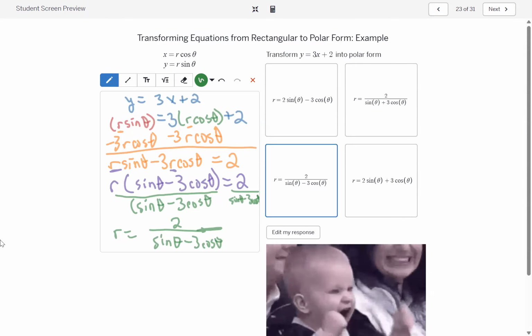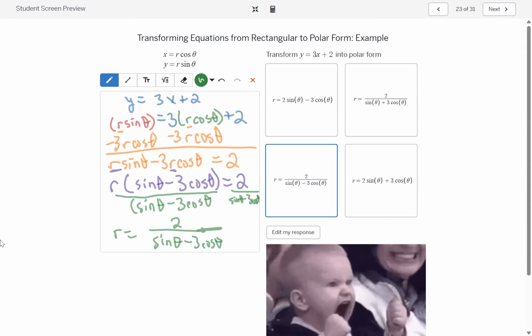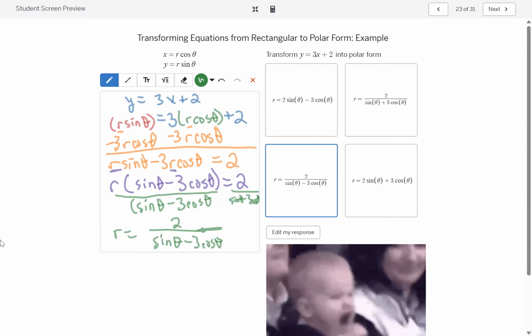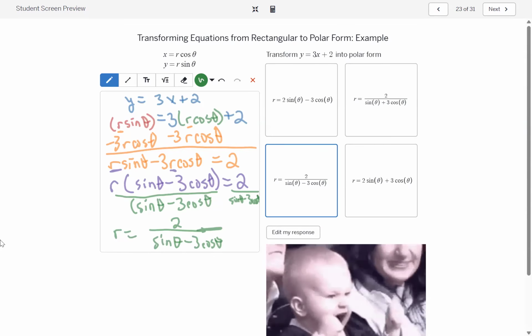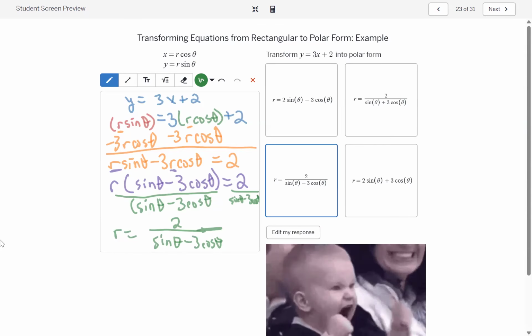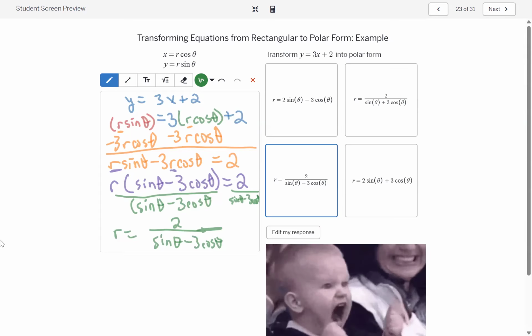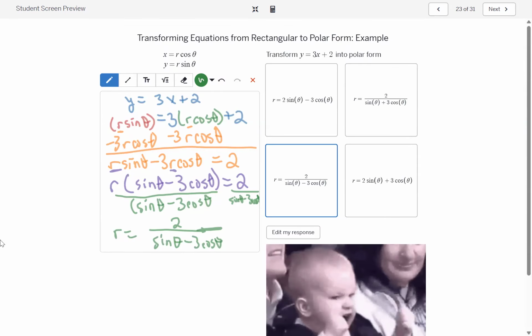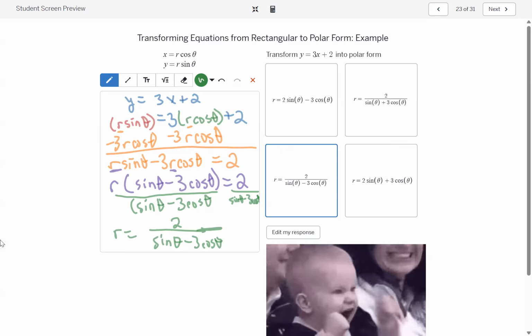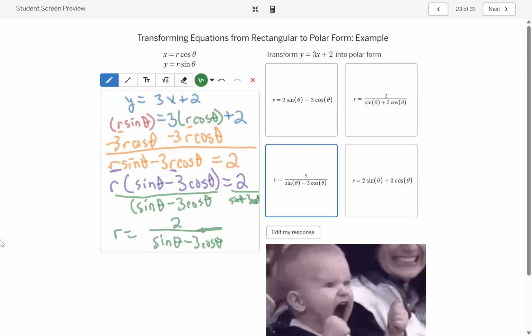So this is the kind of thing we ask you to do on the test as well, is to take a rectangular equation and transform it into a polar equation. So there's a few questions in the homework that ask this and a few in the exam review. So what questions do y'all have on how this played out?